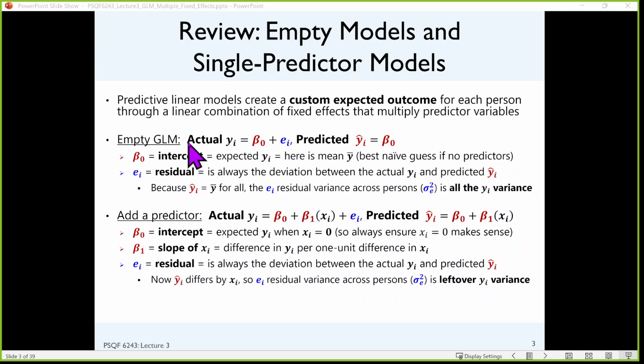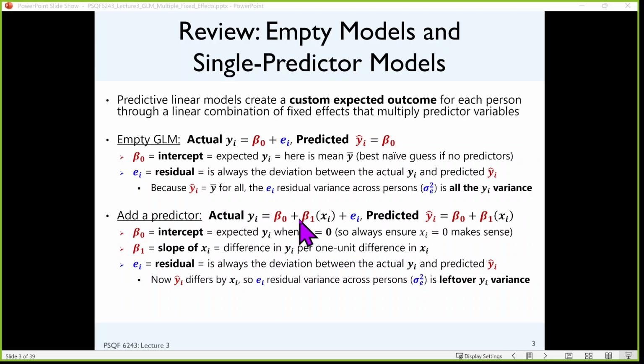Anywho, empty model. That's where we started from. This one is a baseline. It is the worst we can do in terms of predicting each person's outcome because an empty model has nothing but an intercept that says everybody gets the same prediction. That intercept is the mean of Y. So we're saying everybody gets the mean and E is how wrong we are. So at that stage, the variability across persons of the E residuals, or what we call residual variance, is all the variability in Y. That's our starting point.